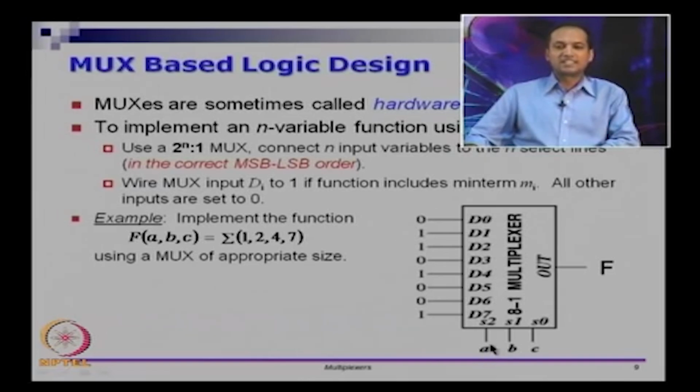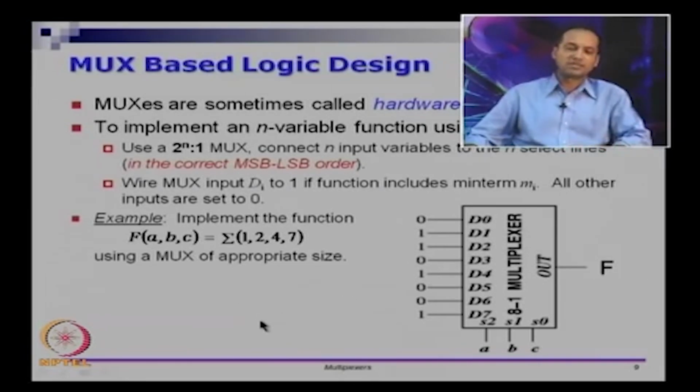Let us say a, b, c is 1 0 1. If a is 1, b is 0, c is 1, it is supposed to pass the D5 line to the output, but D5 has 0 at the input, so f will be 0. You can see that 5 is not in the canonical SOP expression. Now if I put a equal to 0, b equal to 1 and c equal to 1, that corresponds to the condition 0 1 1, or 3. So D3 should be passed on to the output, that is, 0 will be passed on to the output.